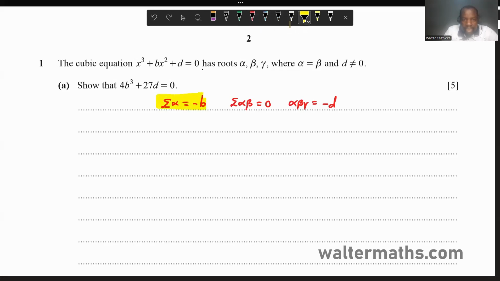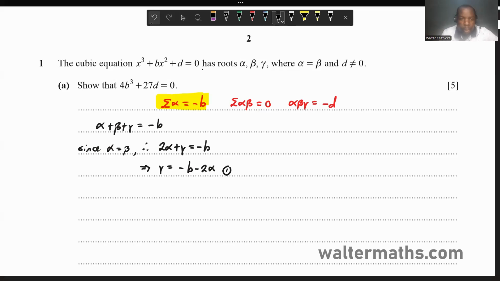Let's start with the fact that the sum of roots is minus b. What that means is alpha plus beta plus gamma is equal to minus b. But we have been told that alpha is equal to beta. So I'll say here, since alpha is equal to beta, it therefore means that for beta, I'll put alpha, which will make it 2 alpha plus gamma is equal to minus b. All right. And I'm just going to make gamma the subject here so that we have minus b minus 2 alpha for gamma here. So let's leave this where it is. So that's equation 1.